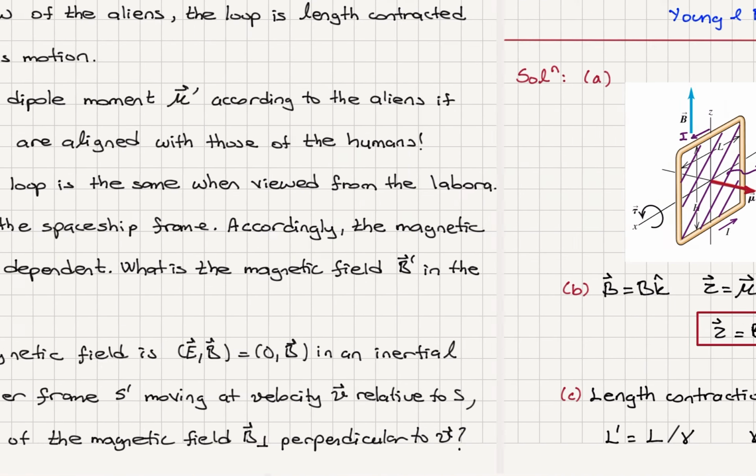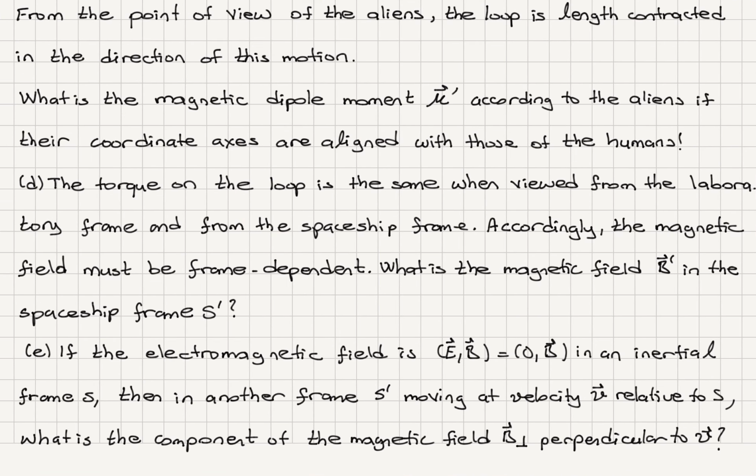Okay, let's move on to part D. The torque on the loop is the same when viewed from the laboratory frame and from the spaceship frame. Accordingly, the magnetic field must be frame dependent. What is the magnetic field B prime in the spaceship frame S prime?